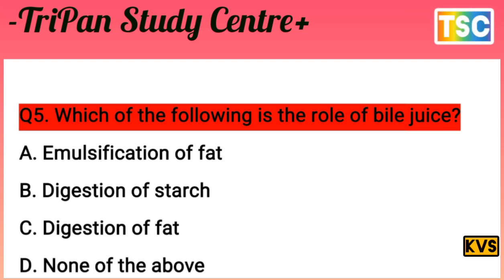Bile juice helps in the emulsification of fat, and it also activates the lipase enzyme. Salts in the bile are required for the emulsification of fat for the purpose of digestion. It means the answer here is A. Emulsification of fat.